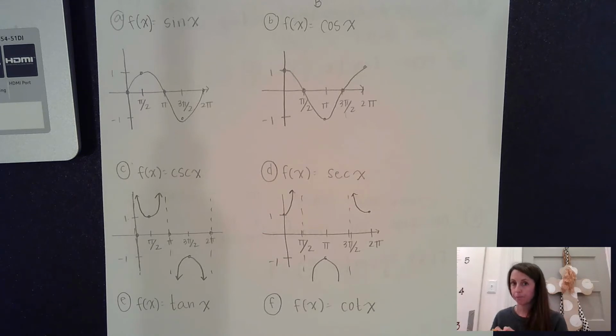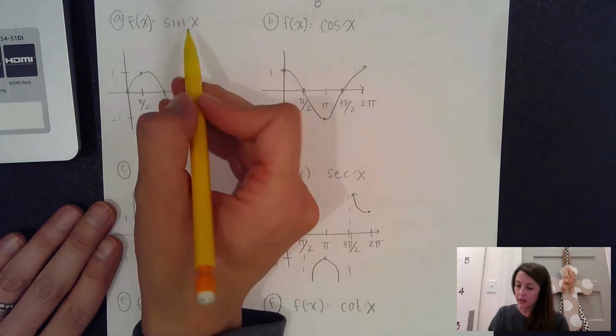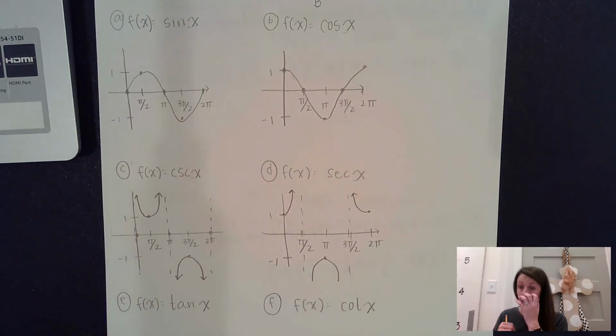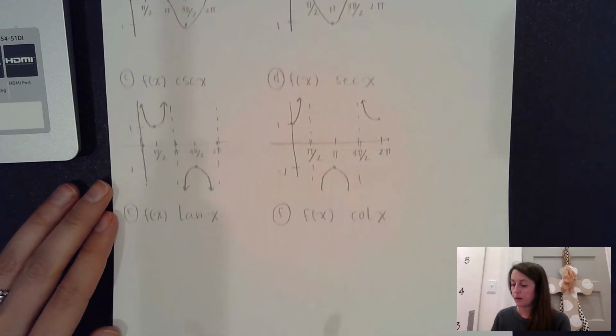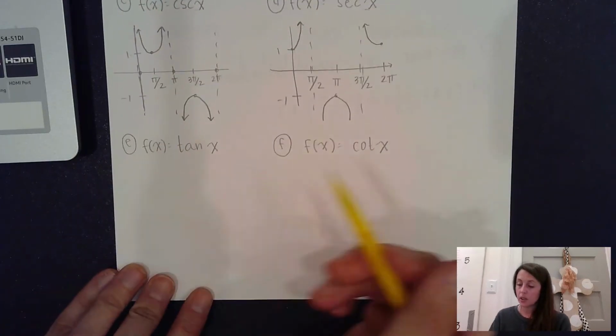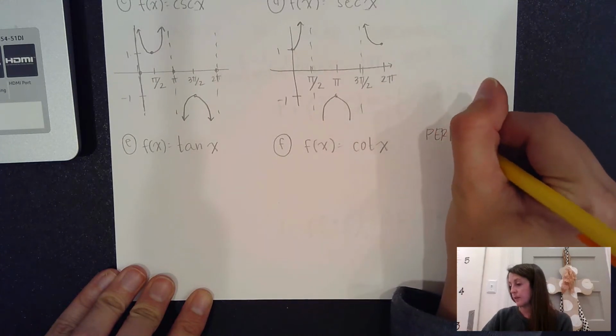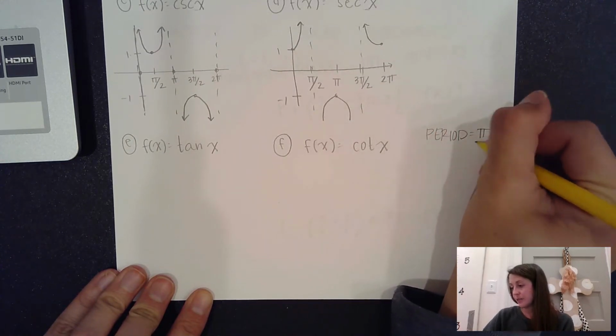Good? All right, so sine, cosine, cosecant, and secant all have a period of 2 pi. If there's a b, remember your b is inside here. If you have a b, then you divide that period by b. Okay? All right, so let's look at tangent and cotangent. Tangent and cotangent have a period of pi divided by b.